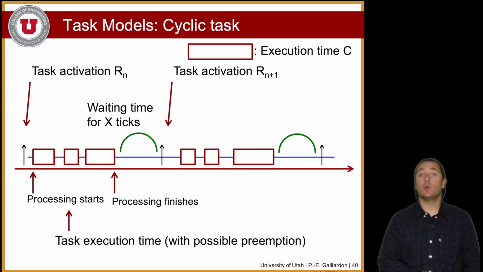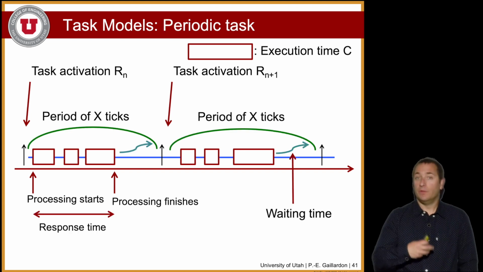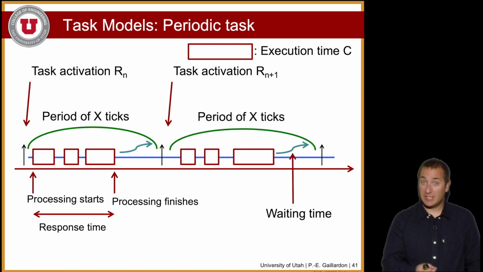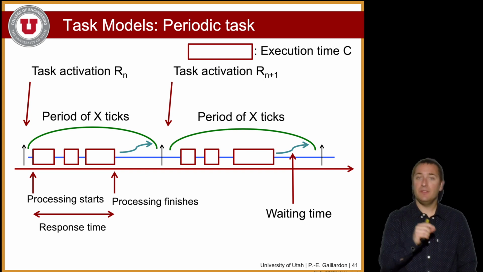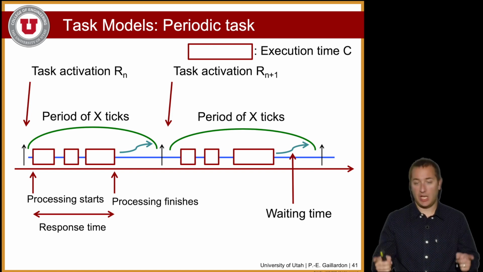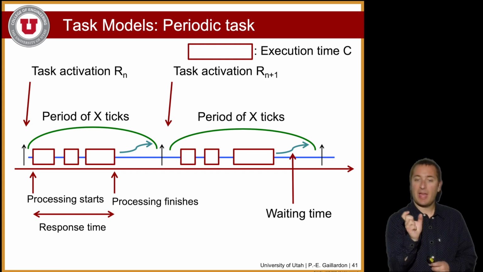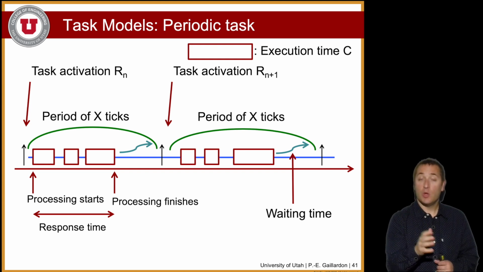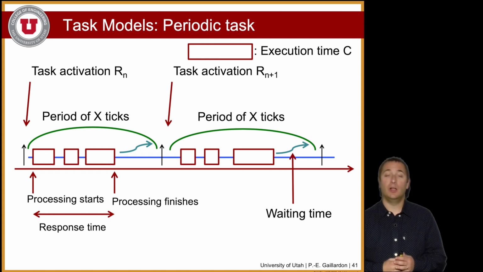The activation, by the way, does not mean that the task is running immediately. It simply means that the task has been moved from blocked to ready. There is this other notion of periodic tasks. In a periodic task, now, the activations of the tasks happen at a fixed interval of time. So in this particular case, we're not just waiting for some time after the task finished, but we're going to activate it at a cyclic and periodical interval.